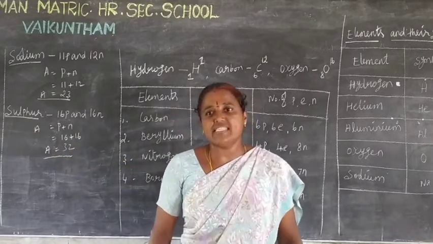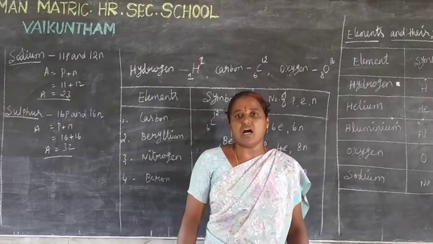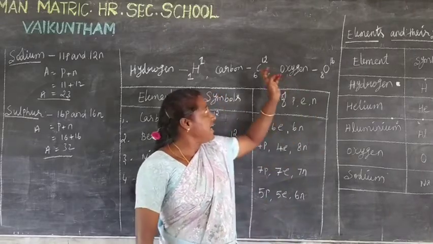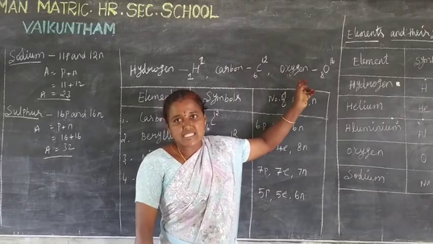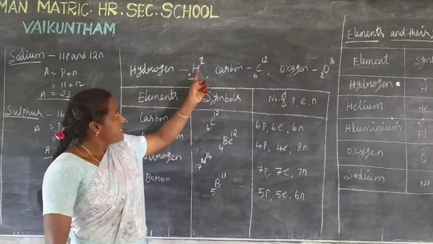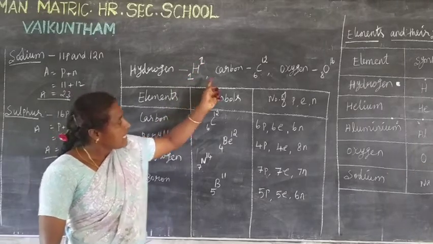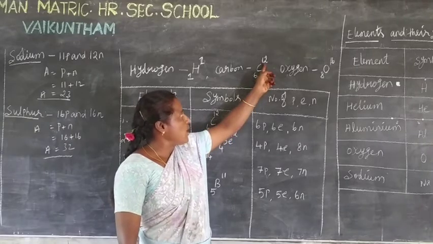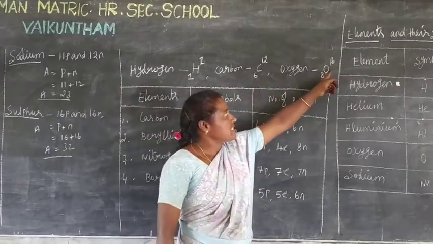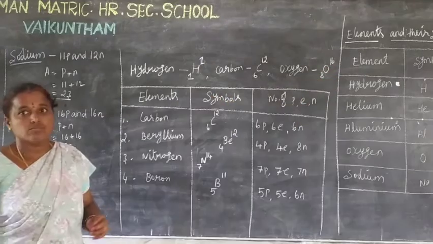Next, when writing the symbol of an element, its atomic number and atomic mass are also written. For example, the symbols of hydrogen, carbon, oxygen are written as: H, superscript 1, subscript 1. Next, carbon, superscript 12, subscript 6. Next, oxygen, superscript 16, subscript 8.